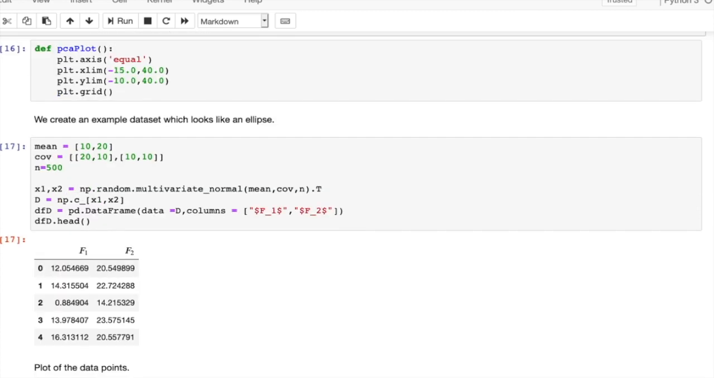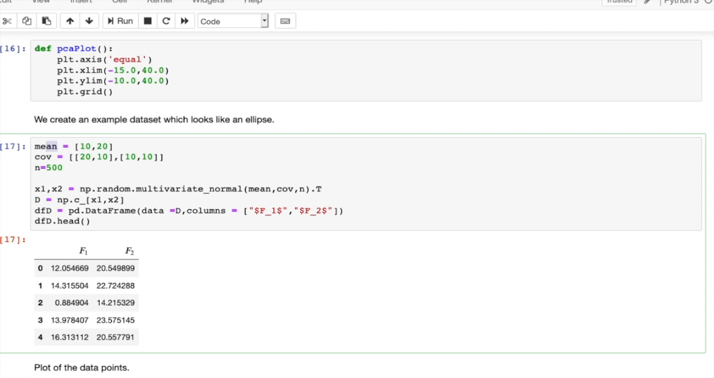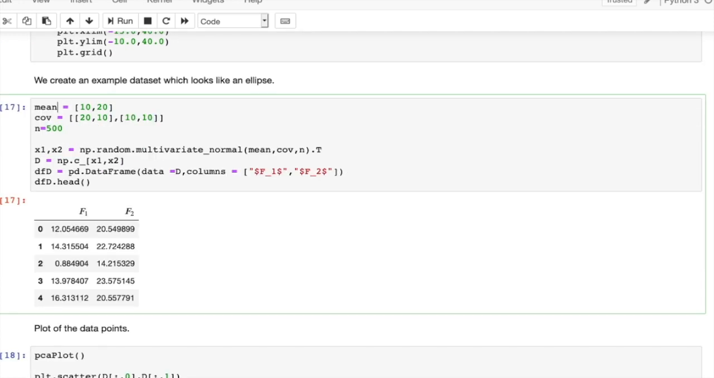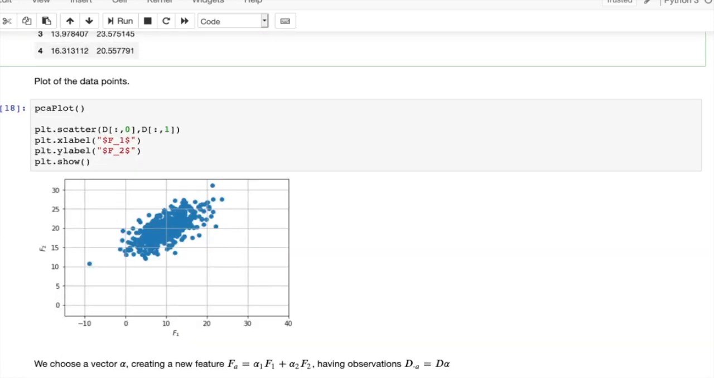Now for that purpose I have made this matrix, which is just sampled according to a mean and a covariance, and it looks like an ellipse. So here you see the data, you have this ellipse. In the middle of this ellipse is approximately the mean.